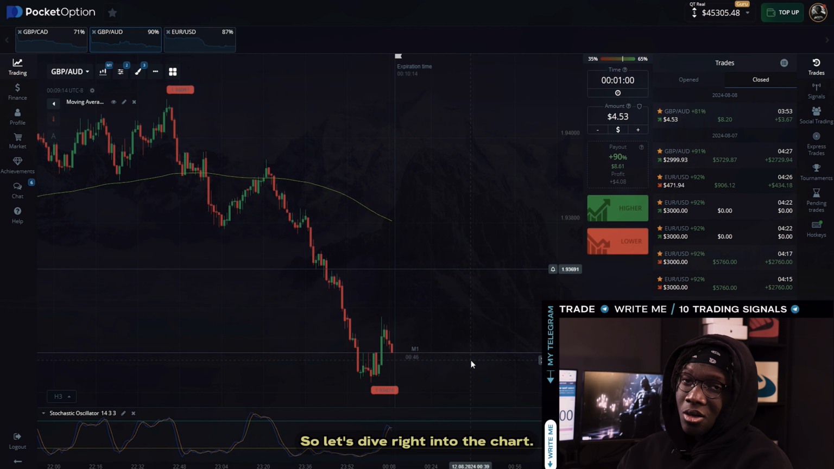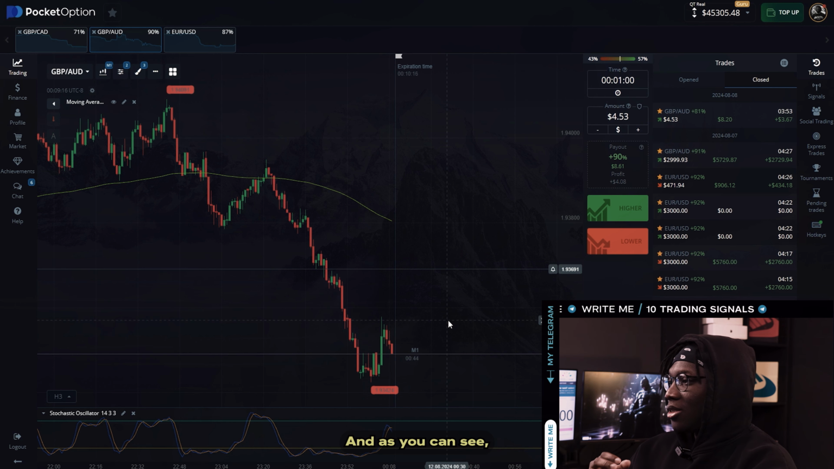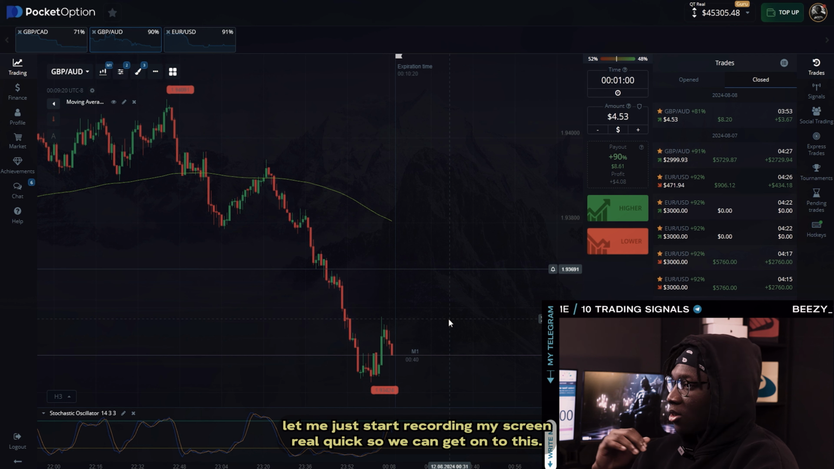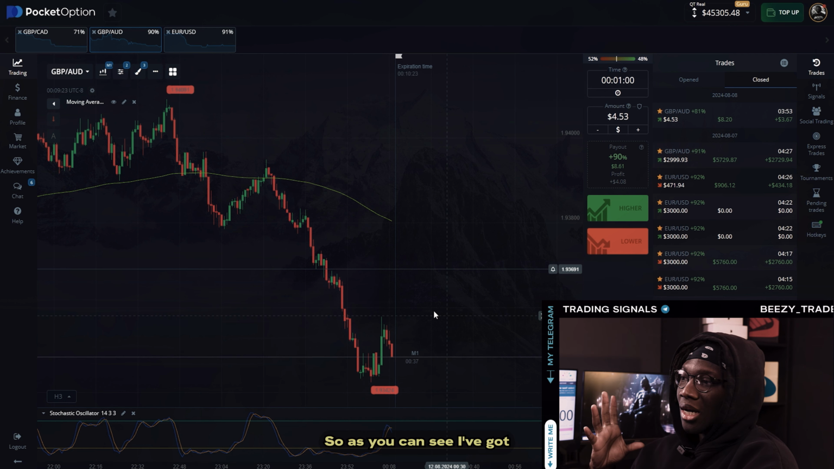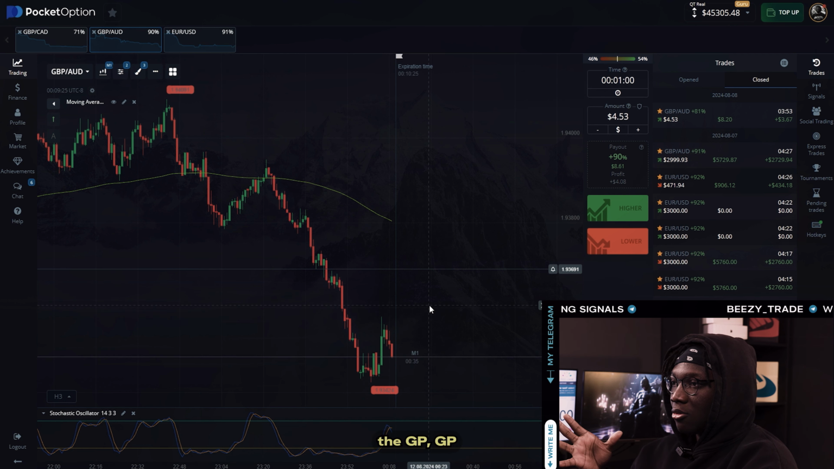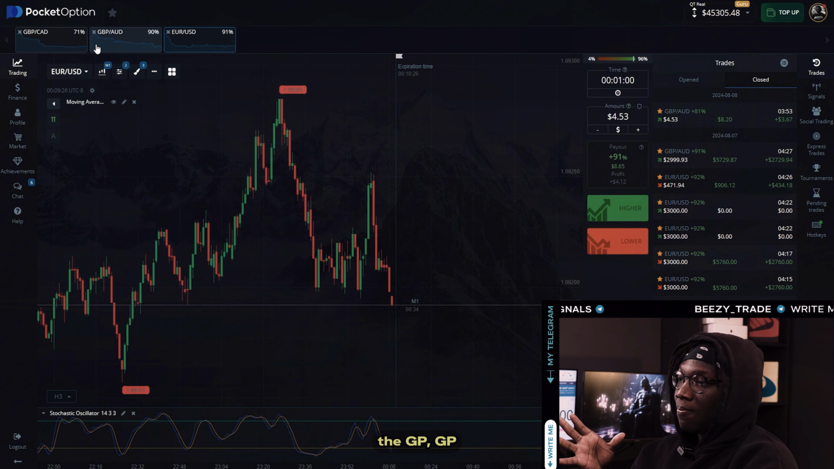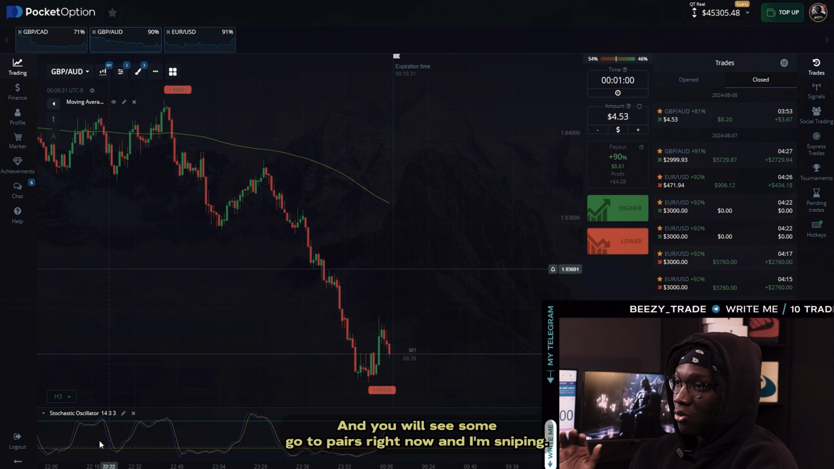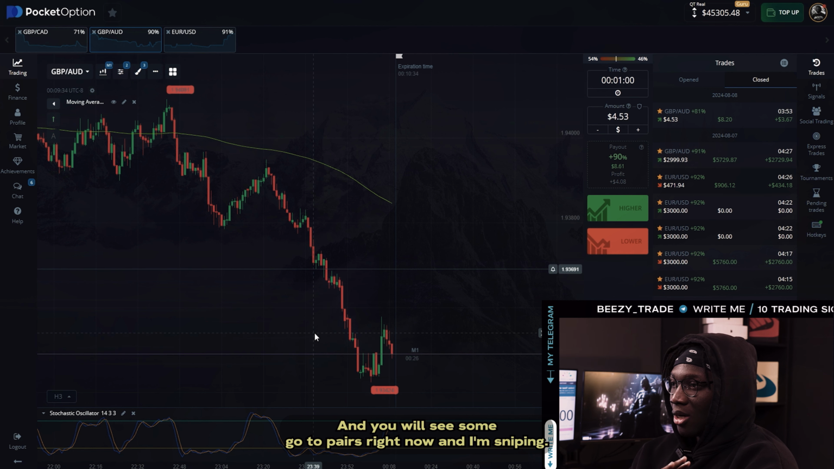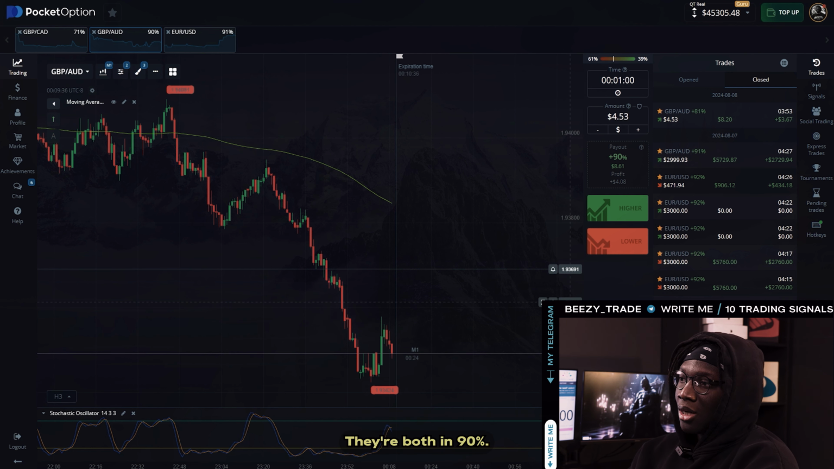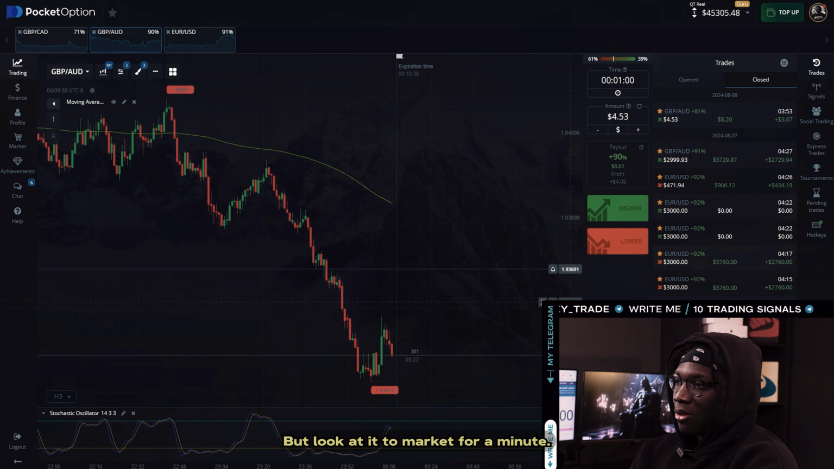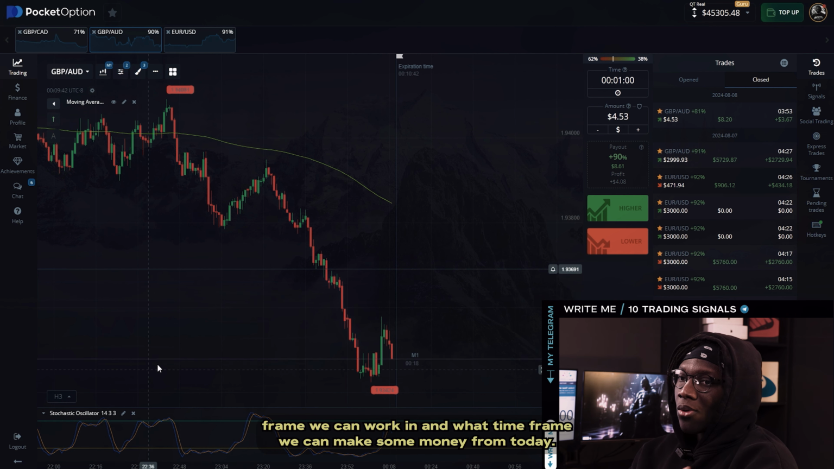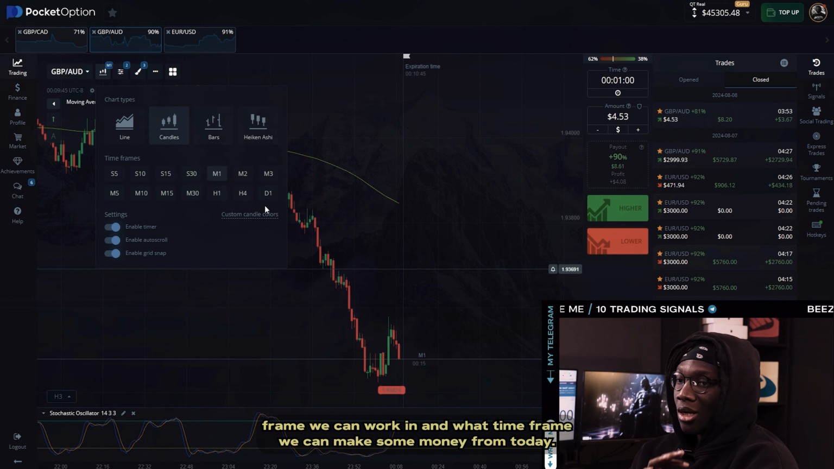So let's dive right into the chart. Let me just start recording my screen real quick so we can get onto this. As you can see, I've got JPY, Australian dollars, as well as British pounds, Canadian dollars, and USD. These are my go-to pairs right now, and I'm sniping. They're both at 90%. I'm looking at the market for a minute. I'm going to do a little bit of analysis to see what time frame we can work in and make some money from today.